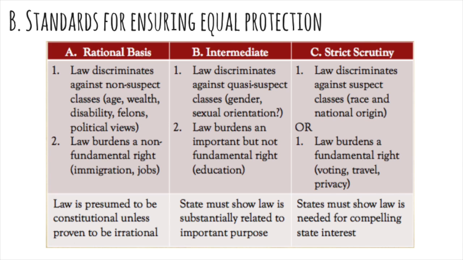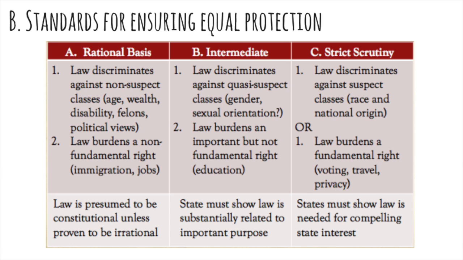The last level, strict scrutiny, means that the federal government must have a major serious reason to classify people by race or ethnicity or national origin. The state must show the law is needed for some major compelling state interest, and it's almost always in the interest of national security. So to summarize, it's easiest to classify people by age.